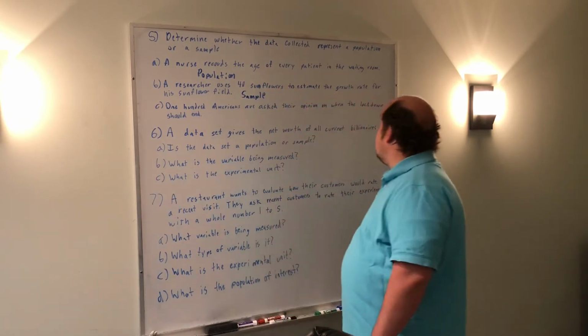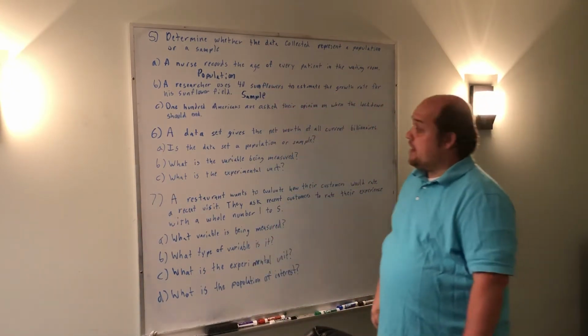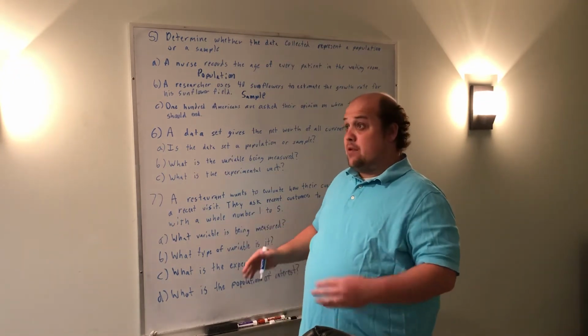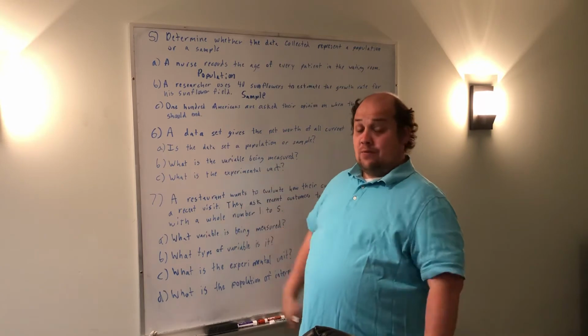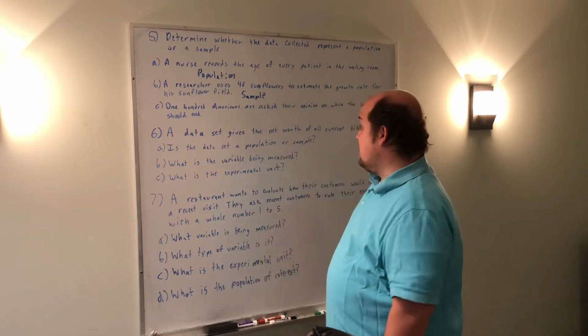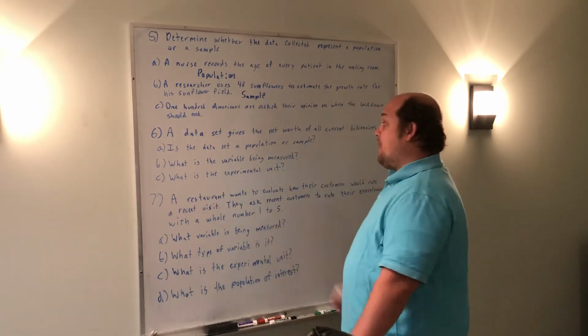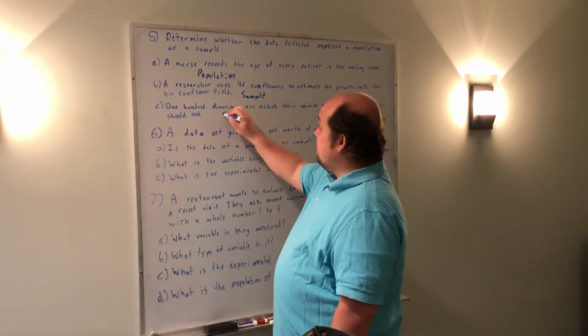100 Americans are asked their opinion on when the lockdown should end. Here, we're assuming that these 100 Americans are representing the opinions of America as a whole, when we can't really ask everybody in America. So in this case, again, these 100 Americans are a smaller part of the larger population we're trying to study. That's why this would be a sample.